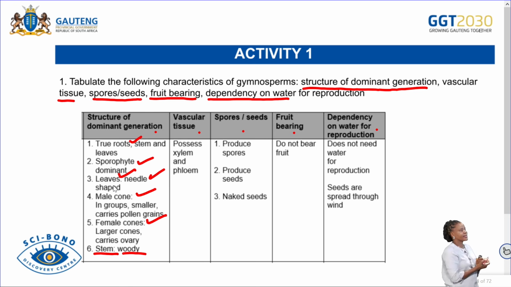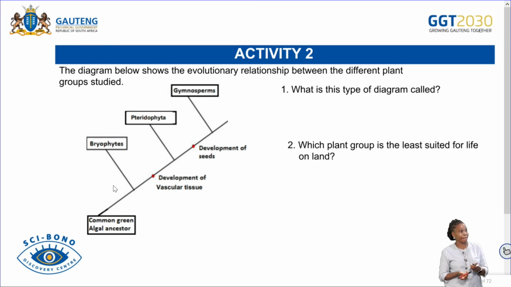The second characteristic, do they possess vascular tissues? Yes, xylem and phloem are present. Do they have spores or seeds? They produce spores, and they also produce seeds, and their seeds are naked seeds. Are they fruit bearing? No, they do not bear any fruits. Are they dependent on water for reproduction? No, they do not need water for reproduction. Rather, they need wind for reproduction.